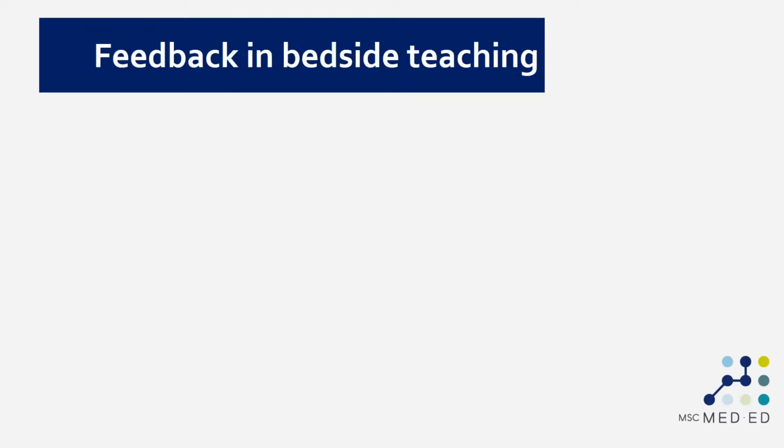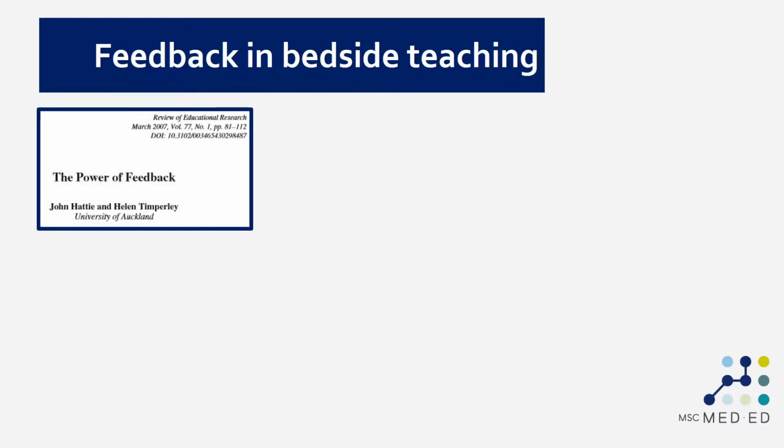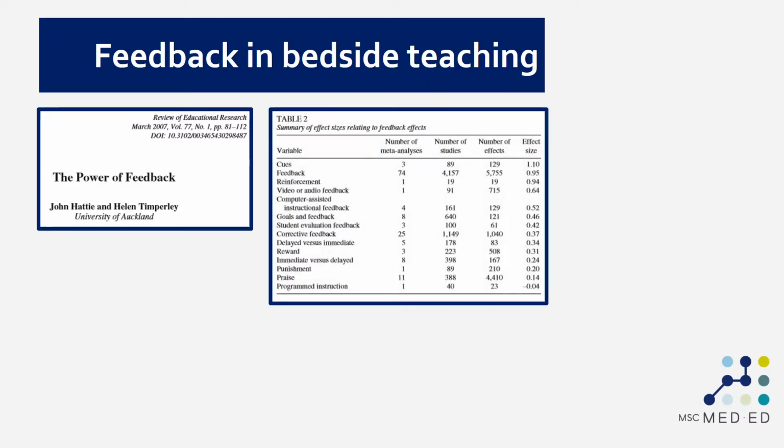So let's say you went to the evidence. Because it's feedback, there are some generalizable meta-analyses or systematic reviews around feedback, and this is one of the most highly cited of those by John Hattie and Helen Timperley. They reviewed many different studies on feedback in many different settings and came up with a range of effect sizes that influenced the success of the feedback and how it impacted on students' learning, and you might derive something very useful from reviewing this evidence.